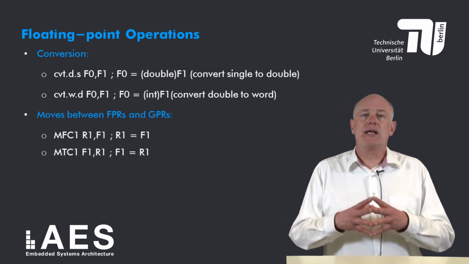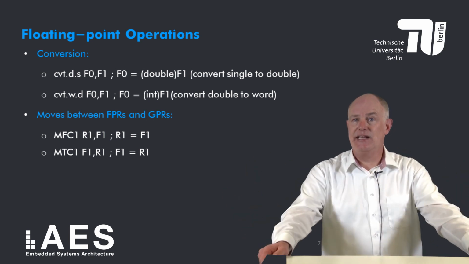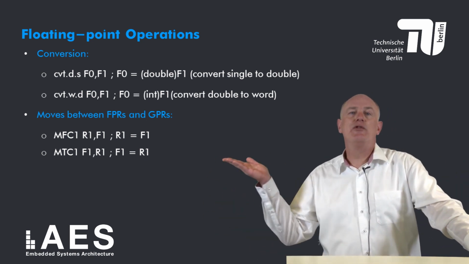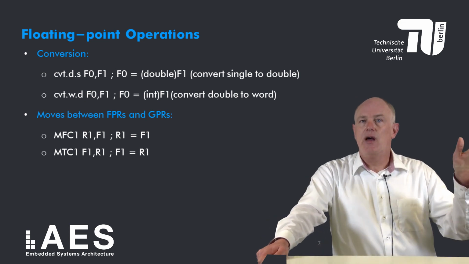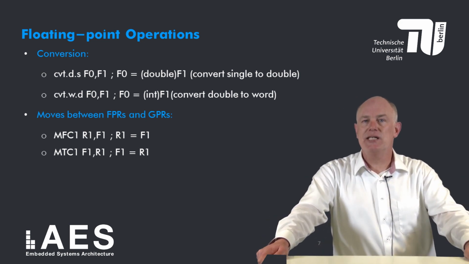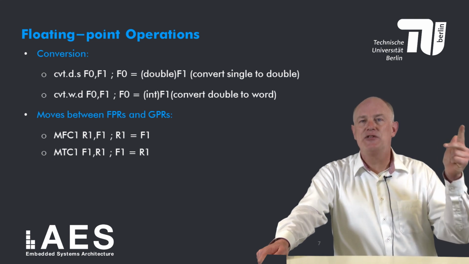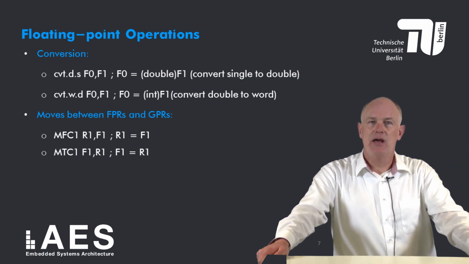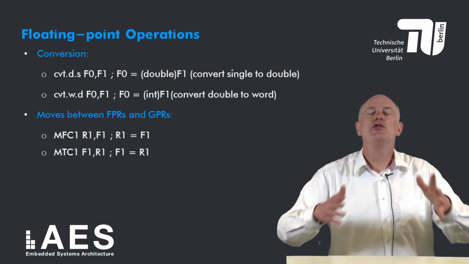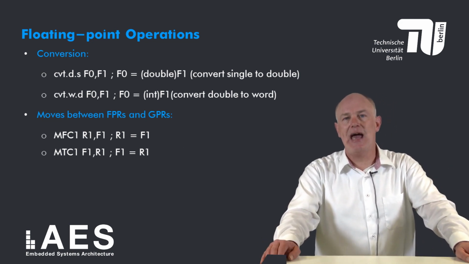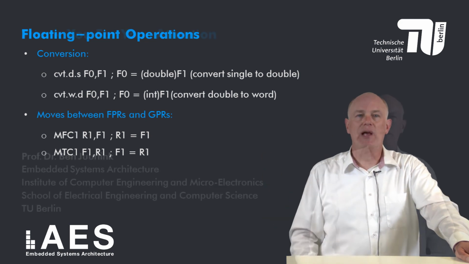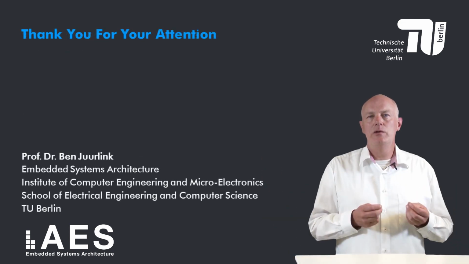However, before the results of the typecast can be processed further as an integer, it must be moved to the integer register file, for which MIPS provides the move from coprocessor 1, or MFC1, instruction. Similarly, there is a move to coprocessor 1 instruction, which is needed for a typecast from an int to a floating point. This concludes this lesson.